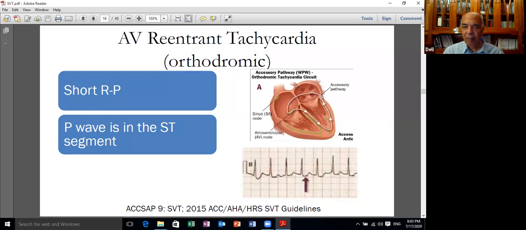Why is that? Because here the impulse has to traverse the ventricle all the way to the accessory pathway, which may be located far away on the left lateral side of the mitral annulus, and then activates the atrium. So that takes some time and produces a relatively long RP. Still, the P wave is in the left-sided half of the RR interval, so it's counted as a short RP tachycardia. So the P wave here falls into the ST segment.